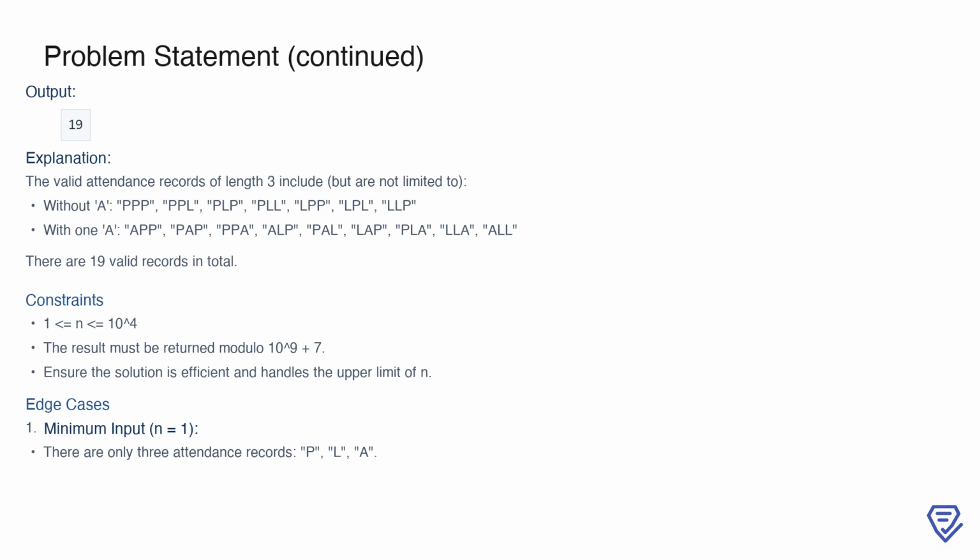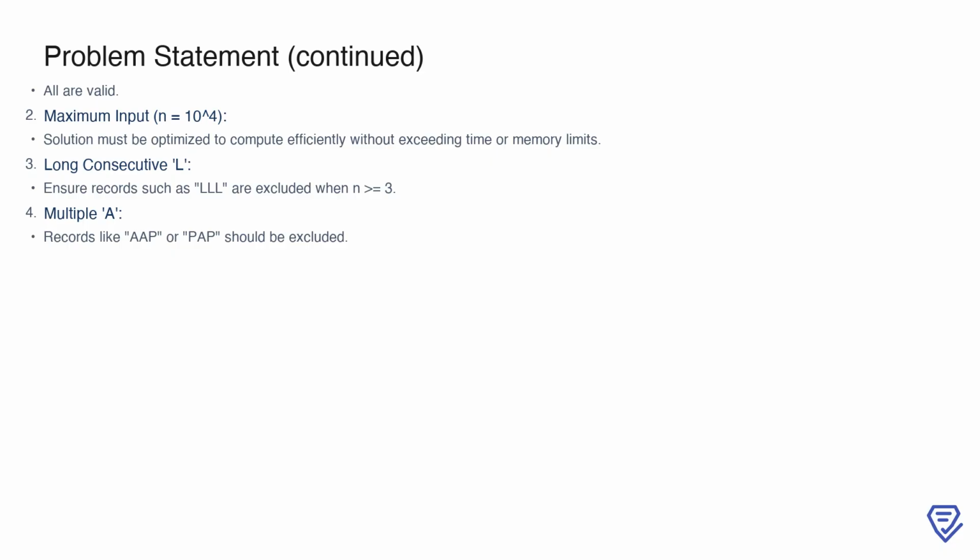To handle all inputs efficiently, we need to consider a few edge cases. For the minimum input, when n equals 1, the only valid records are P, L, and A, all of which are valid by default. For the maximum input of 10,000 days, the solution must be optimized to compute the result without exceeding time or memory constraints. Additionally, care must be taken to exclude records that contain invalid patterns, such as 3 consecutive Ls, for example, LLL, or records with multiple As, like AAP or PAP. These edge cases ensure that the solution is both robust and efficient, covering the full range of possible inputs.